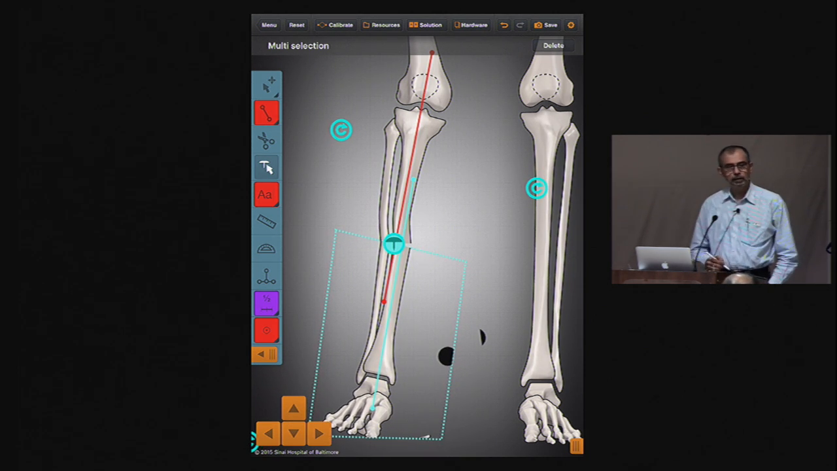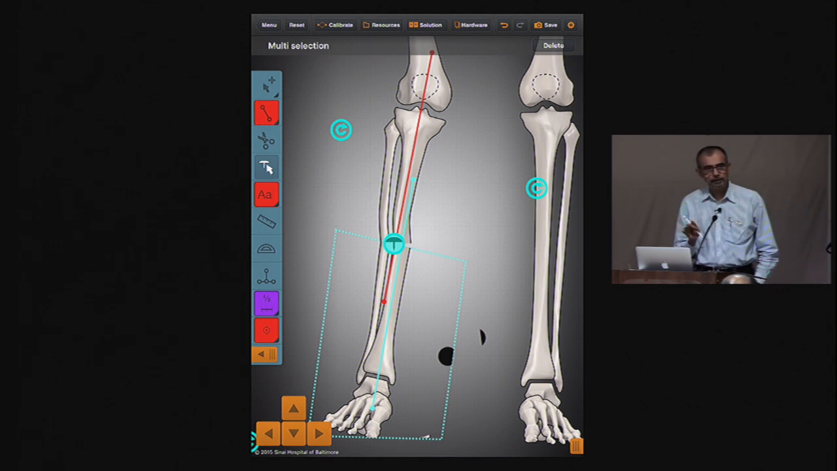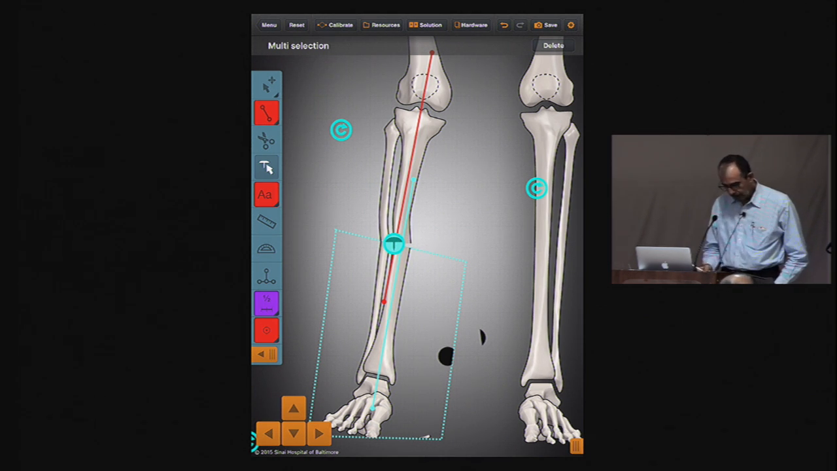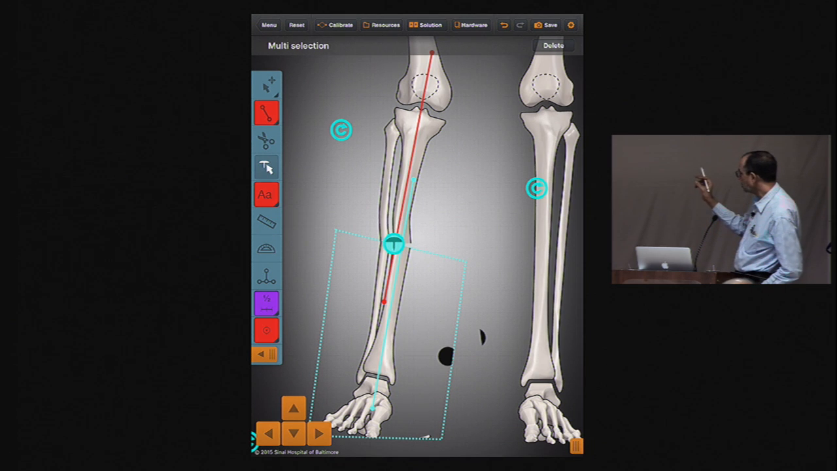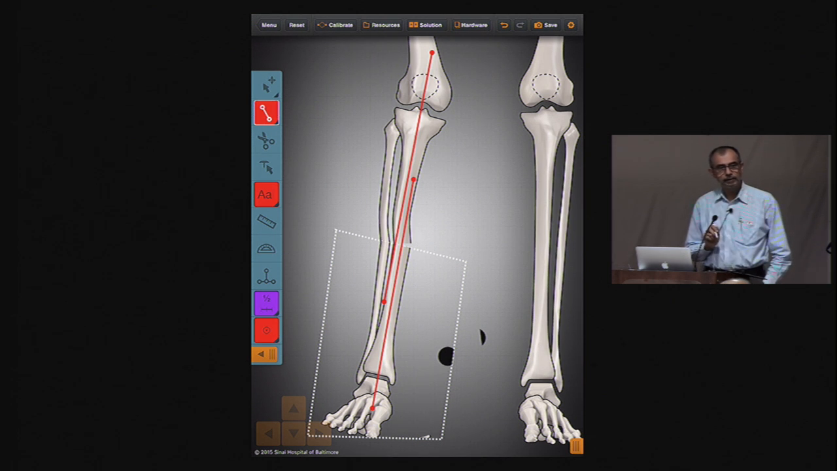Now, what do you have? A sort of S-shaped deformity. There is no translation at the bone ends. The bone ends are not translated, but in reality there is translation because the axes are translated.